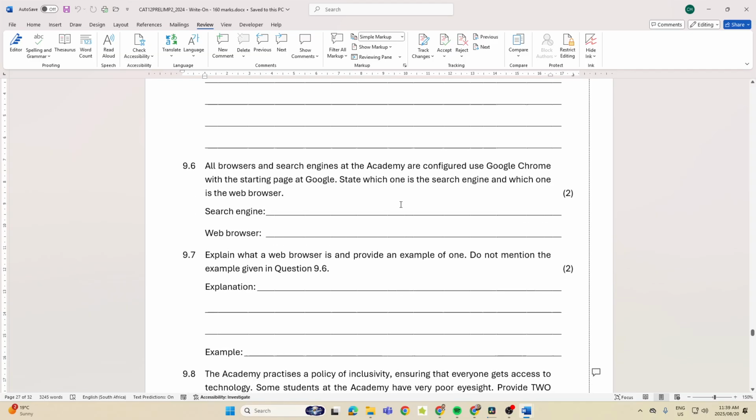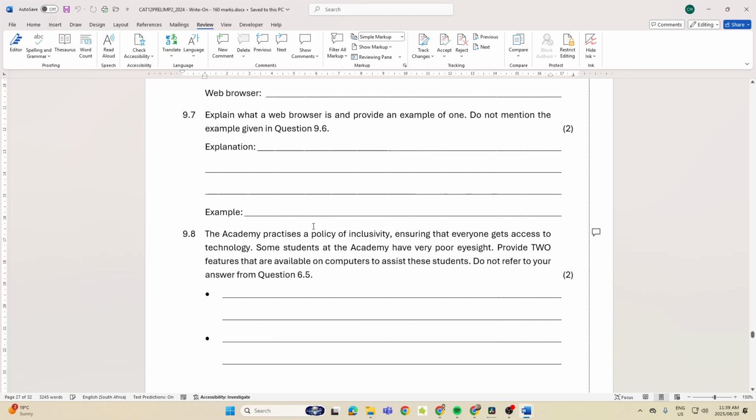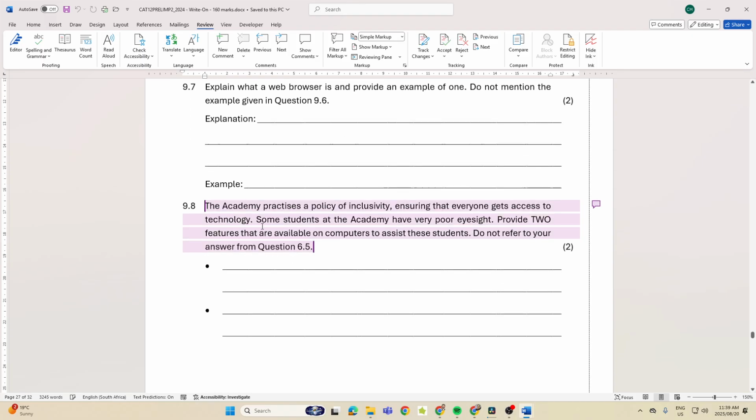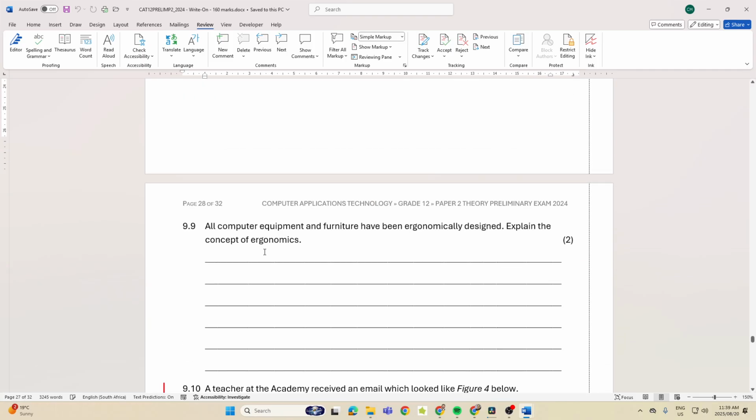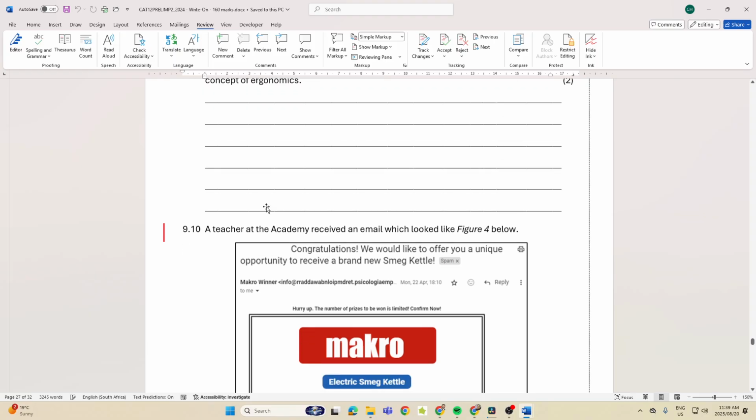Right, Google Chrome. What is the difference between a search engine and a web browser? Okay, give examples of them. Provide 2 features that are available on computers to assist with these students. Which ones? Ones that have poor eyesight, not ones that are blind. Okay, so please just know the difference between that. Ergonomics is going to come up. Look at that. Look at that.